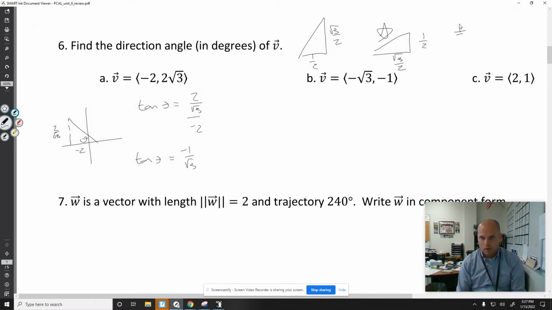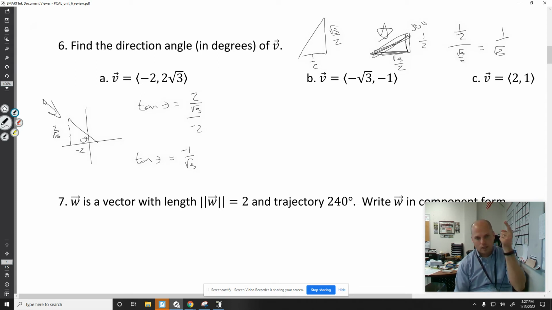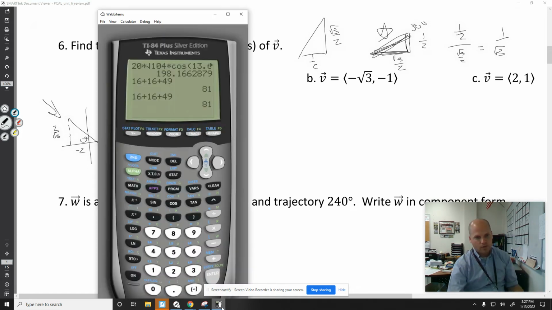This is going to be the one: 1/2 over root 3 over 2. That's going to give me the 1 over root 3. This short 30, 60, 90 triangle occurs at the 30-degree reference angles. Those are the pi over 6s. So I want the pi over 6 in the second quadrant, or I want the 30-degree angle in the second quadrant. So that's 150 degrees. Let's use our calculator to get 150 the other way.